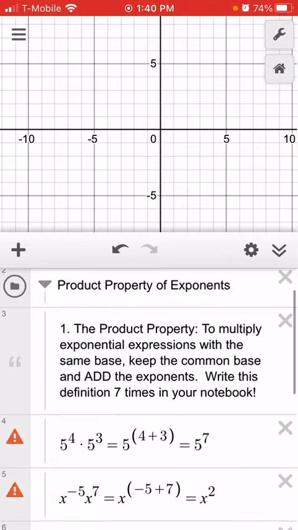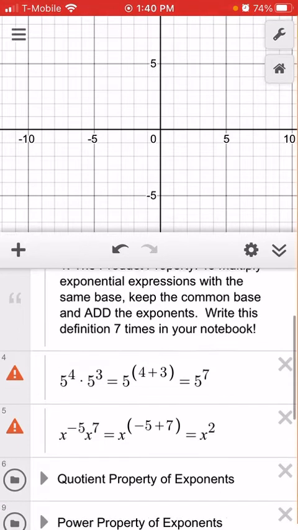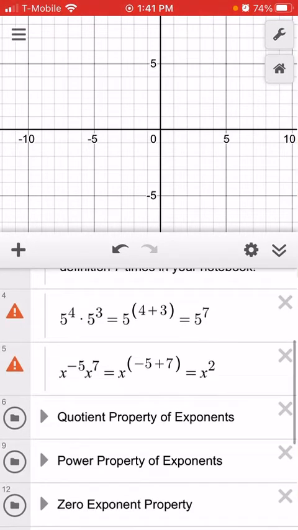So, first one, product property. This is stated like this: to multiply exponential expressions with the same base, keep the common base, and add the exponents. Your job is to write this definition 7 times in your notebook. And here's a couple of examples. For example, 5 to the 4th times 5 to the 3rd is 5 to the 7th.